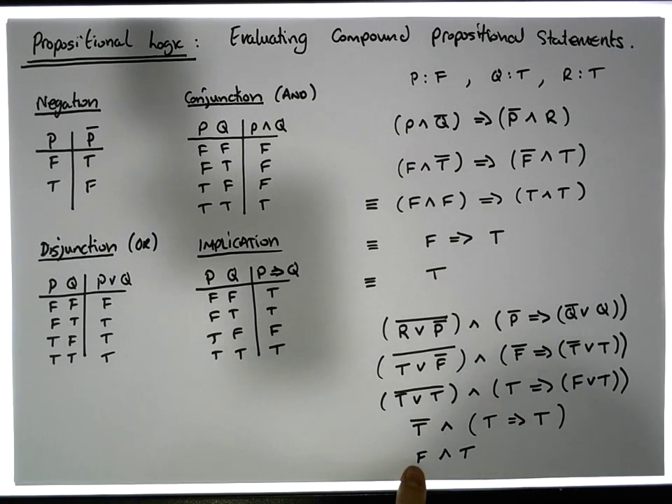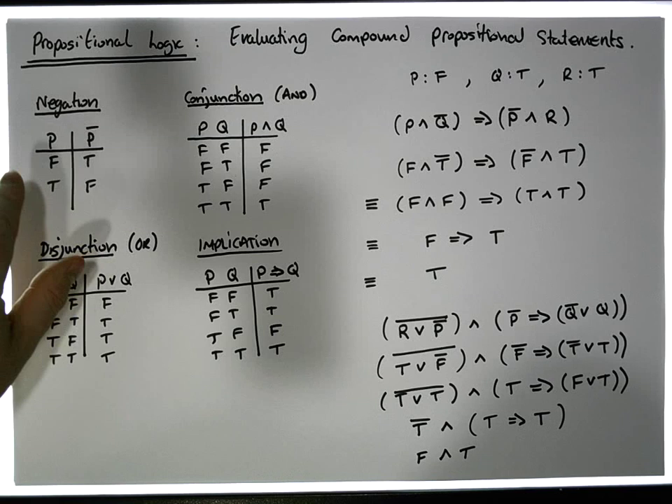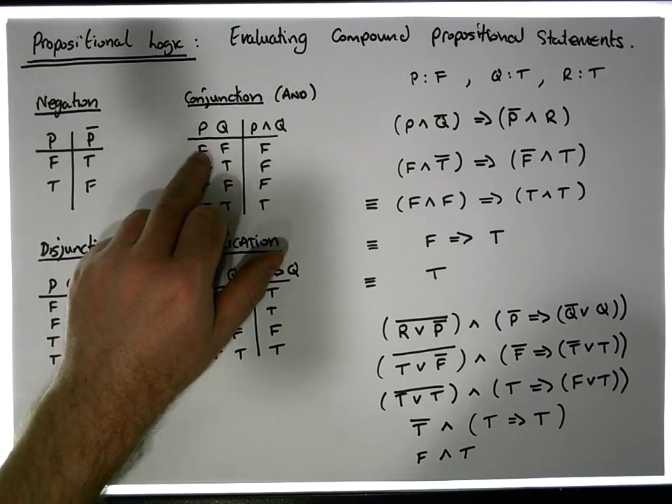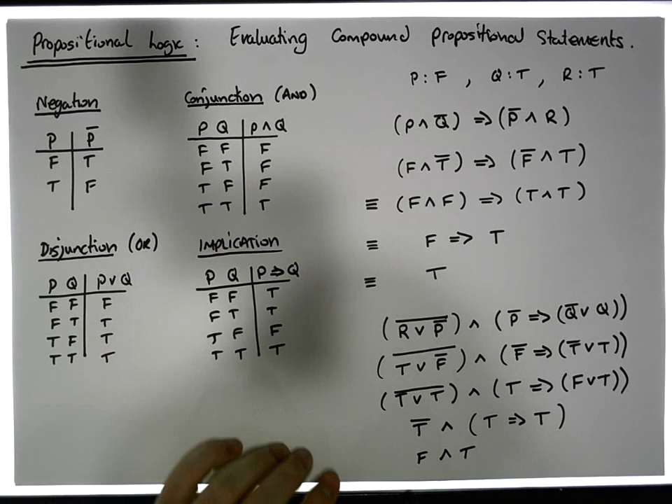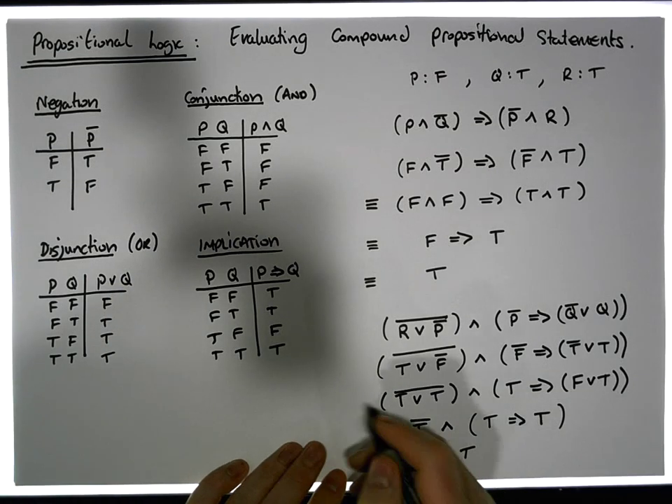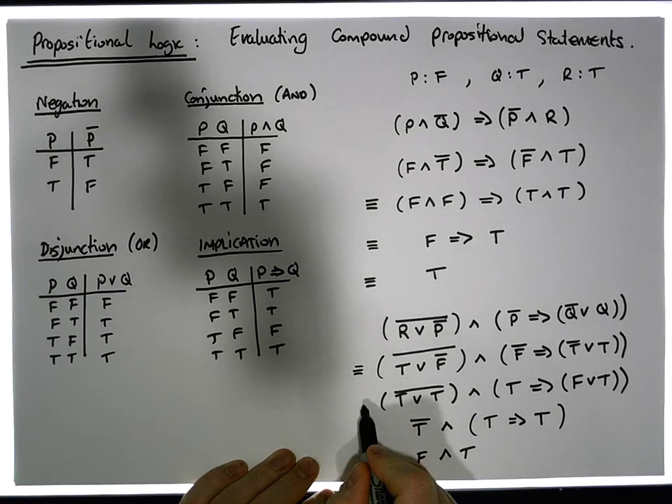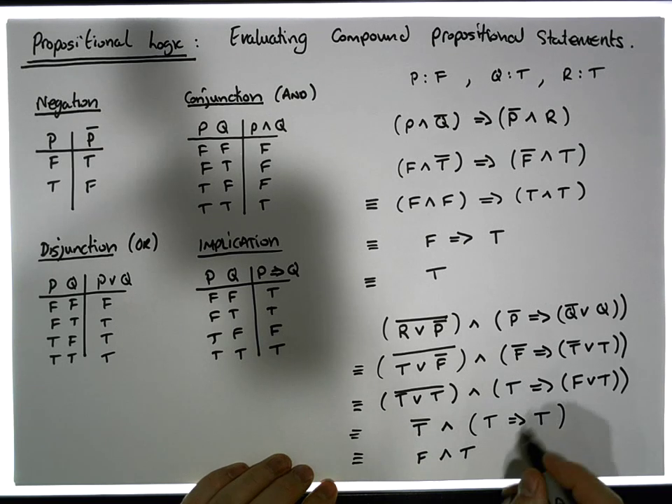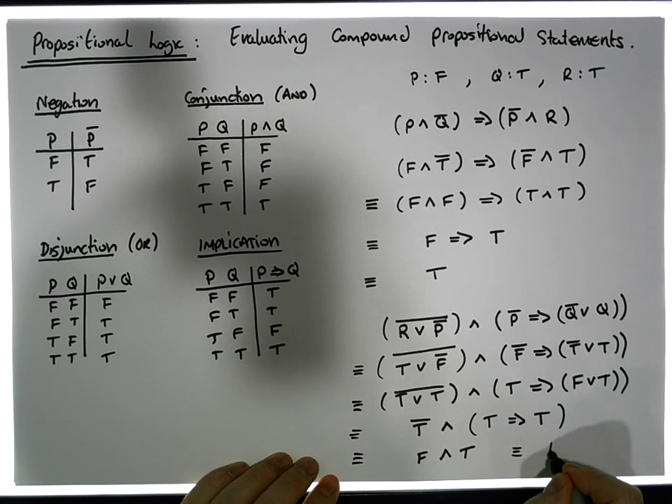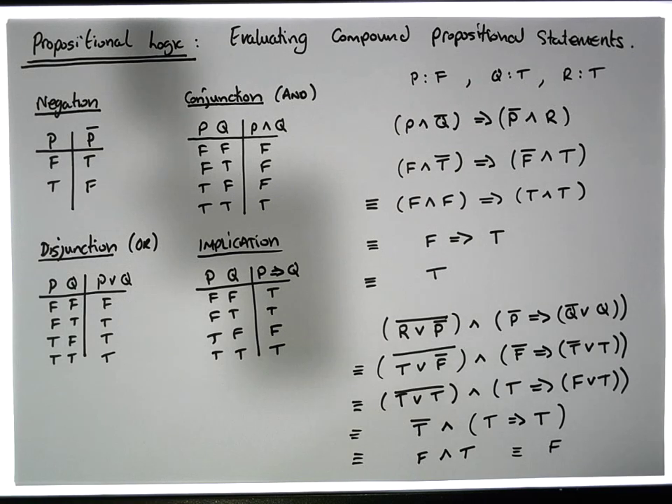And finally we have F ANDed with true. We have an AND here, so F ANDed with true is always going to be false. So this evaluates this whole proposition now. Okay, this evaluates down to being false. This is what this evaluates to.